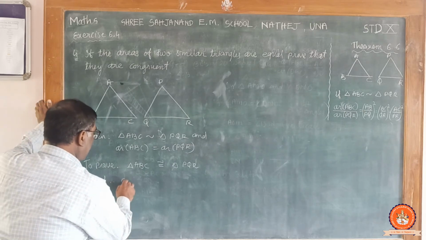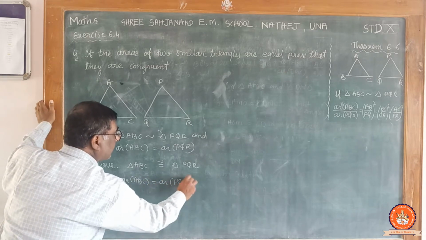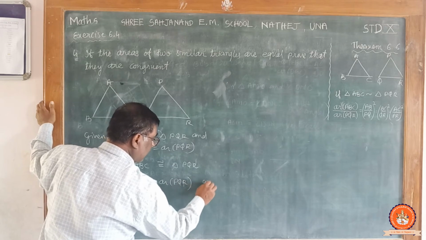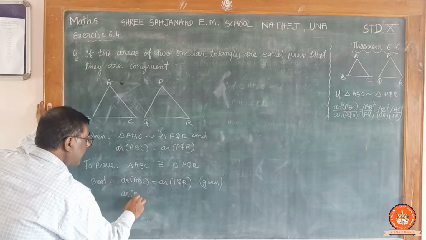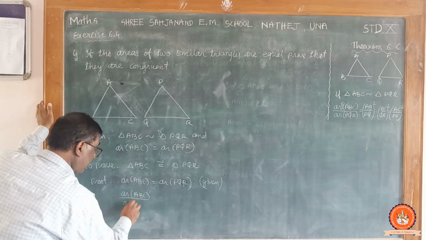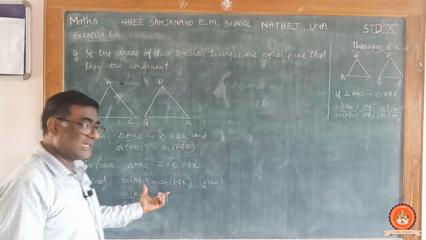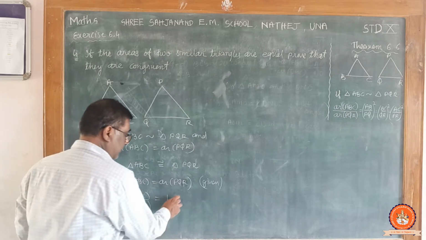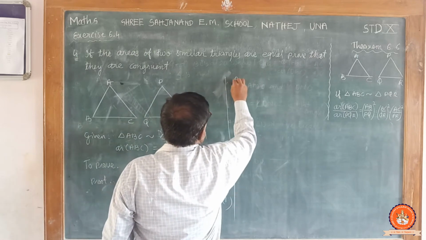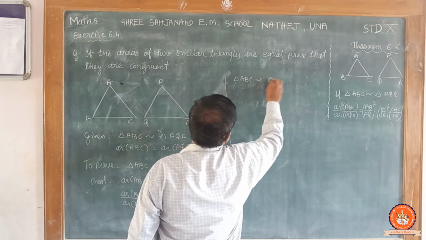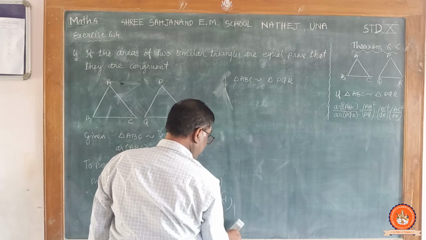Now look at it, area of ABC is equal to area of PQR. It is given. So the ratio of the areas will be 1. Area of ABC upon area of PQR is equal to 1. If values are same, the ratio will be 1. Now my friend, triangle ABC is similar to triangle PQR, isn't it?